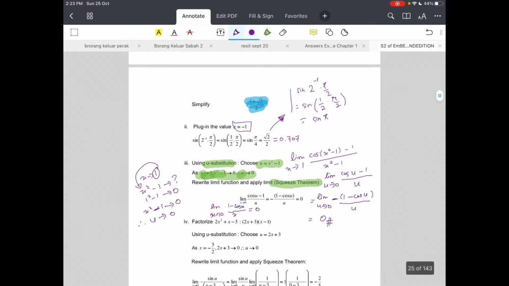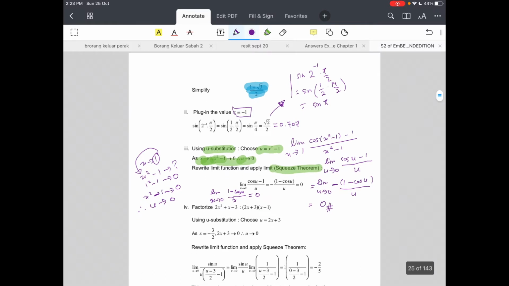Now we go to the fourth Roman. Let me write down the question for you. The limit as x approaches minus 3 over 2 of sine of (2x plus 3) over 2x squared plus x minus 3. In this question, the first thing you need to do is factorize the denominator before you can apply the squeeze theorem. So you factorize it first, and then we apply the u substitution. Only then can we apply the squeeze theorem.